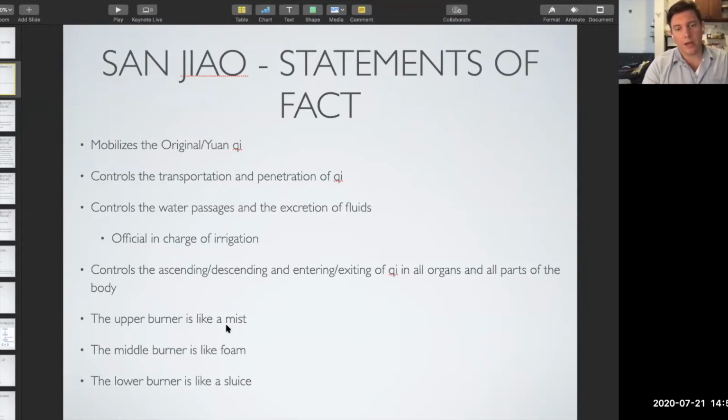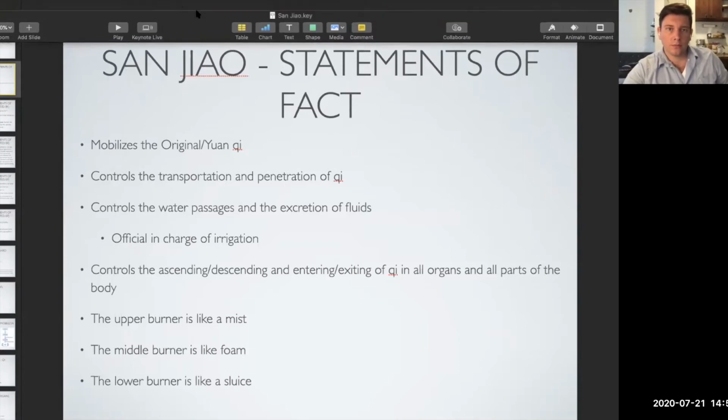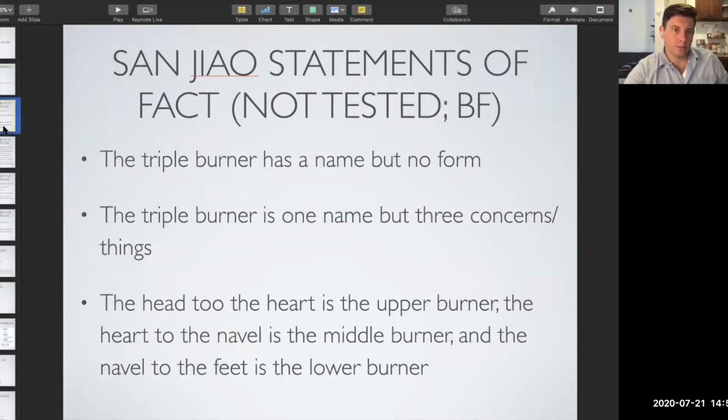So part of this is that the upper burner is more yang and relatively empty, misty. The middle burner is in between, it's kind of foamy. Yes, there's stuff there, but it's still not very full. And then the lower burner is quite full. We're going to see some different language with these statements of fact, but I think some of this is important. Again, not being tested on this, but I'd recommend you learn it anyways.